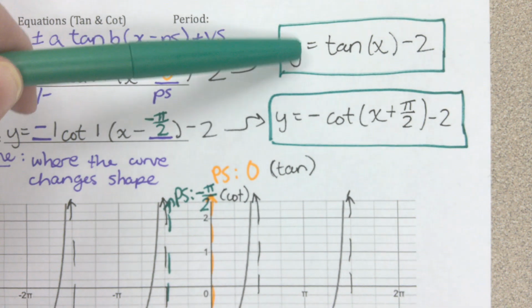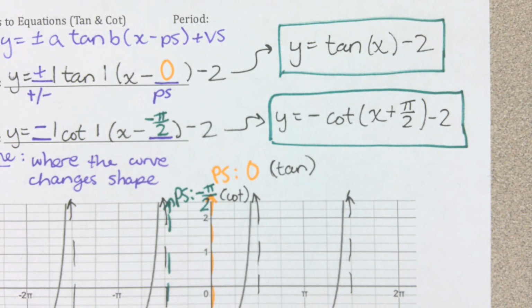And again, make sure one of these equations has a negative in front. If you're making one tangent, one cotangent, one of them must be negative. It's not possible for that not to happen. Questions on this first example?